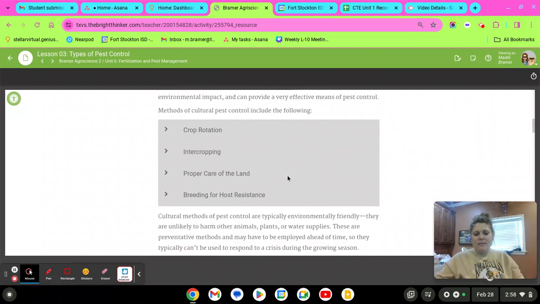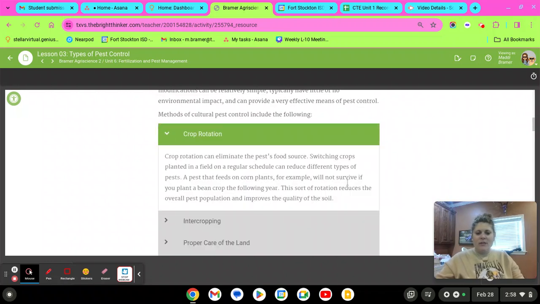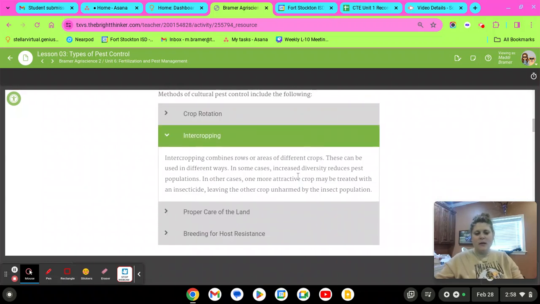So we have crop rotation. That eliminates the pest food source. Like if the pests are really feeding on corn, and then you change to soybeans the next year, you're going to eliminate that environment for that pest.